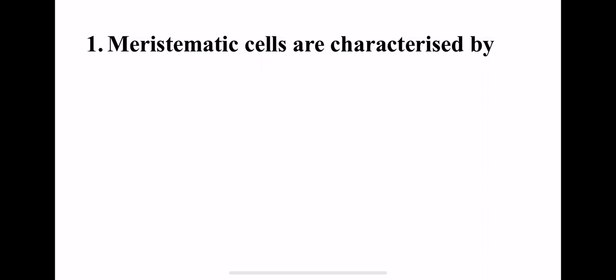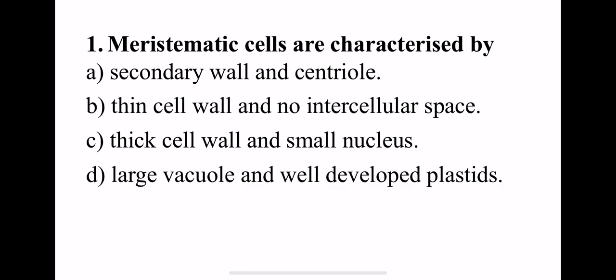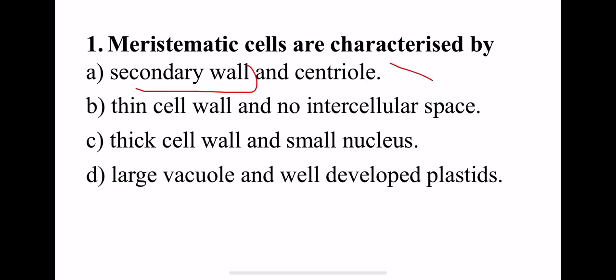Meristematic cells are characterized by: option A, secondary wall and centriole; option B, thin cell wall and no intercellular space; option C, thick cell wall and small nucleus, large vacuole and well developed plastid. Before that, let us summarize the characteristics of meristematic tissue. It has isodiametric cells with thin cellulosic cell walls and no secondary cell wall. They divide rapidly and there is no stored food in the cell. These are compactly arranged with no intercellular space. So, no intercellular space, this may be correct.